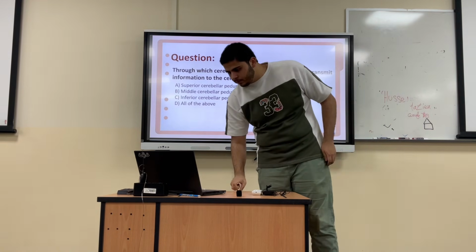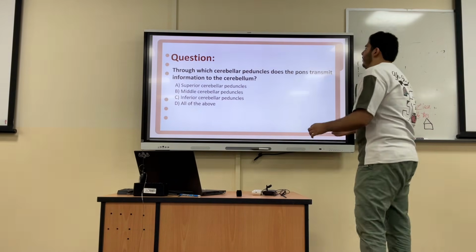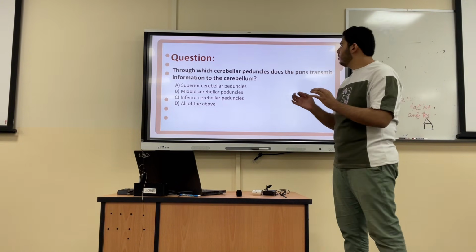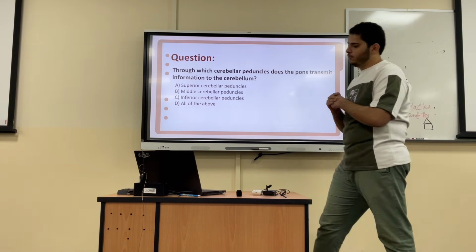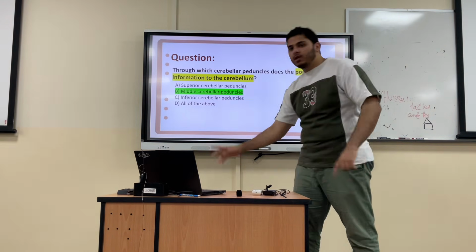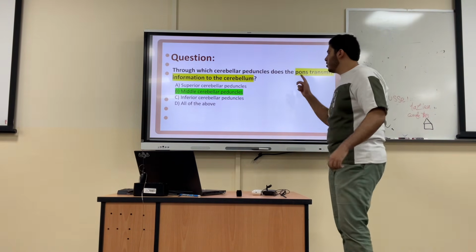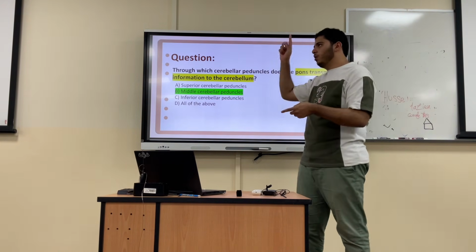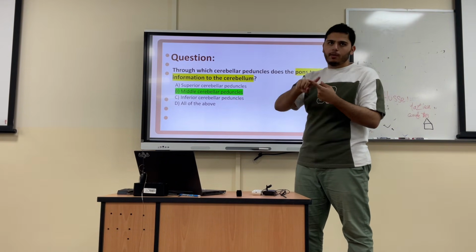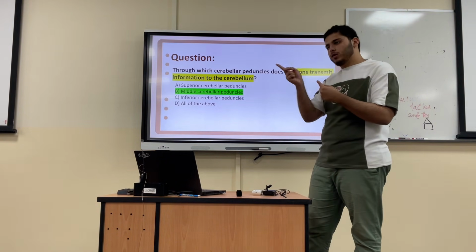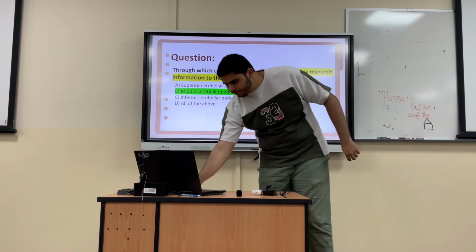Let's move on. Through which cerebellar peduncles does the pons transmit information to the cerebellum? The middle cerebellar peduncle, of course. As I said, pons to the cerebellum, midbrain to the cerebellum is superior, medulla oblongata to the cerebellum is inferior.